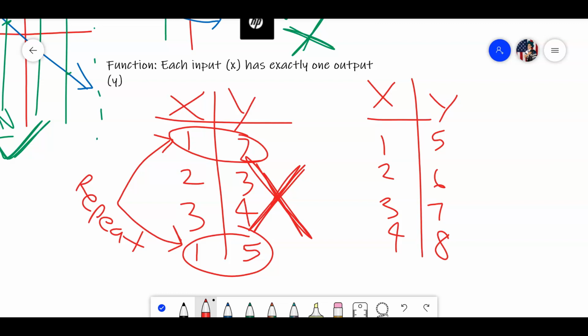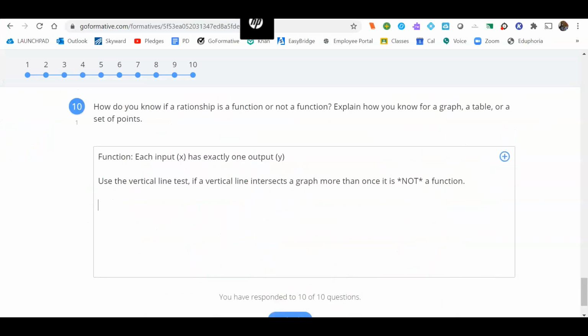What about the second one? All my x values are 1, 2, 3, 4. The x does not repeat. That's a function. Lots of fun. That's right. So, everybody, you're looking to see if you have the same x giving you two different y's. Let's answer that real quick and type it out here. If the table repeats an x value with different y values, it is not a function.